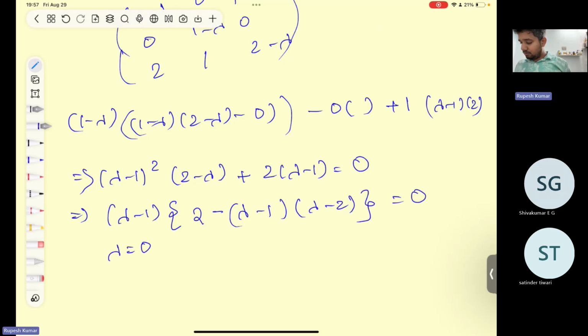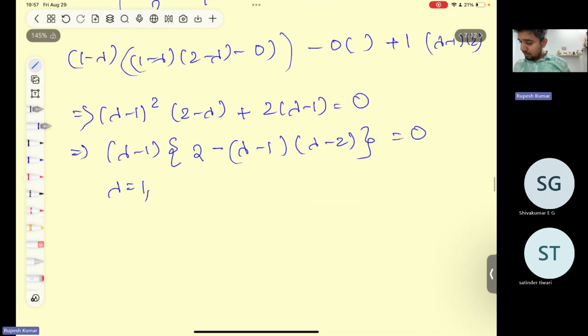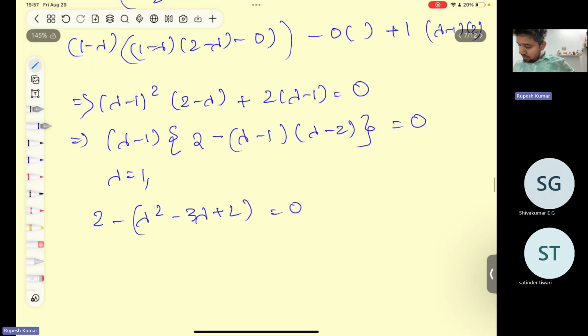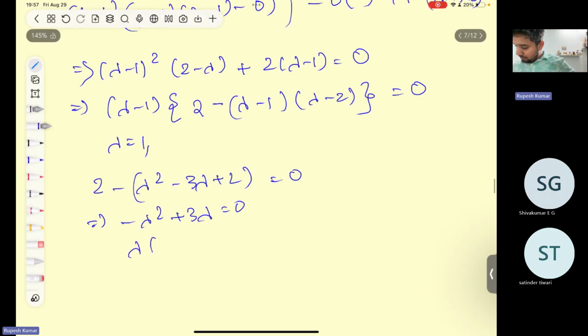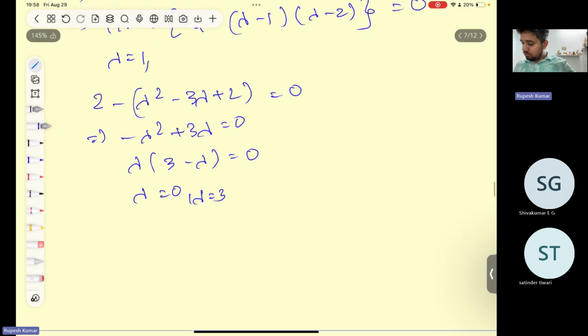The one eigenvalue is lambda equals to 1, right? And the second eigenvalue can be found by solving this quadratic. So this quadratic says 2 minus lambda square. So lambda square minus 2 lambda minus 3 lambda plus 2 equals to 0. Let's solve this quadratic. Minus lambda square plus 3 lambda equals to 0. So this gives us lambda into 3 minus lambda equals to 0. So lambda equals to 0 and lambda equals to 3. So the three eigenvalues are lambda equals to 0, 1 and 3.